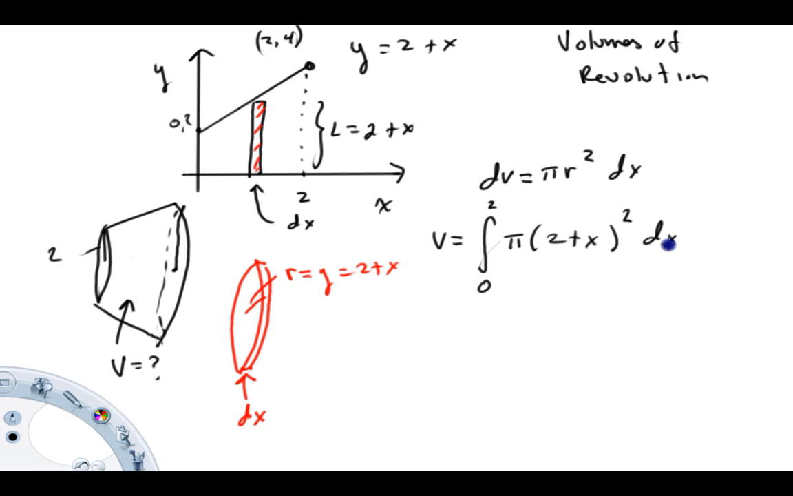So what we've done now is set up an integral that will tell us the volume of that region. And now I'm going to go ahead and evaluate it. So this is going to equal, now the pi can come out in front.